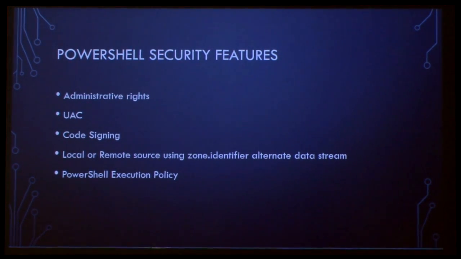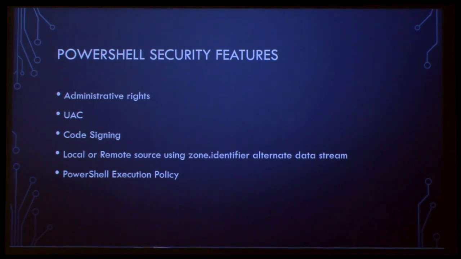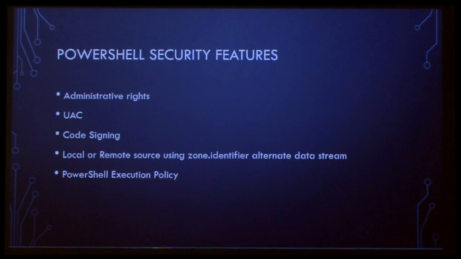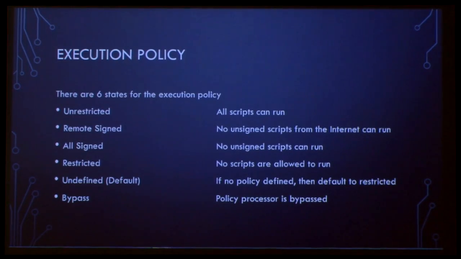We can specify the execution policy at 3 different levels: at the session, at the user level, and at the computer level. It's stored in the registry, and we can override that and also manipulate it with group policy. Let's take a quick look at the different states. There are 6 different states Microsoft decided to define. The first we have is Unrestricted. Let's run anything we find. Any PowerShell, let's just run it.